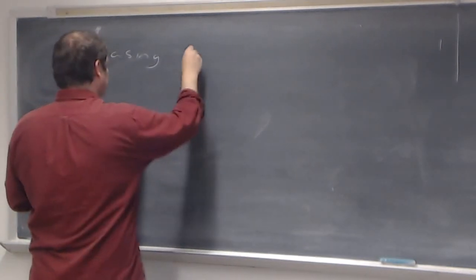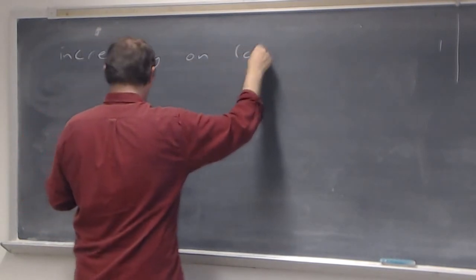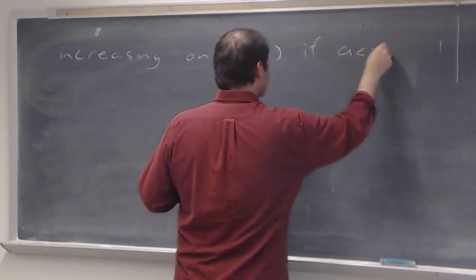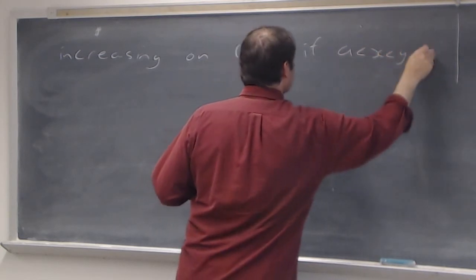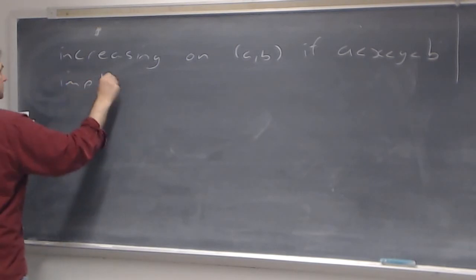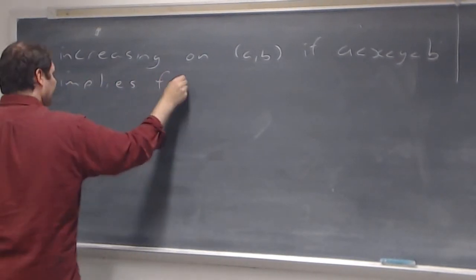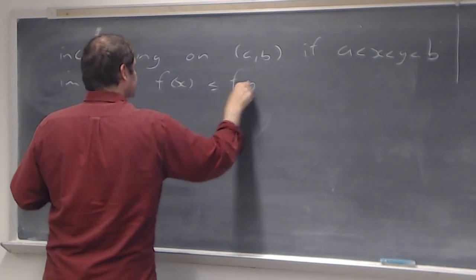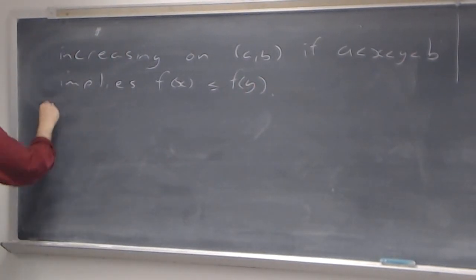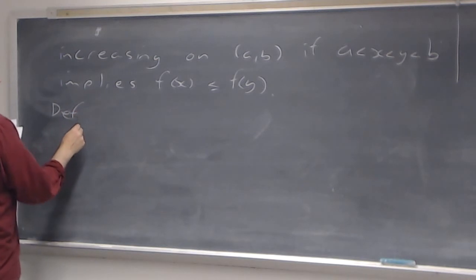Monotonically increasing on a to b if, when you have a less than x less than y less than b, that implies that f of x is less than or equal to f of y. Another definition, we got monotonically increasing.